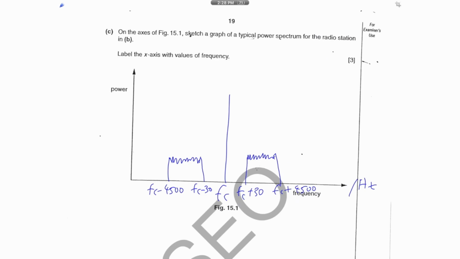And then if you have to plot the frequency spectrum graph, they didn't specify the carrier frequency, so we just label it fc, but they did label the audio from 30 to 4500. So you get fc plus 30 all the way to fc plus 4500 on this side, and then on this side will be fc minus 30 all the way to fc minus 4500 on the other side. But make sure again the height here is between one third to half of the carrier frequency.